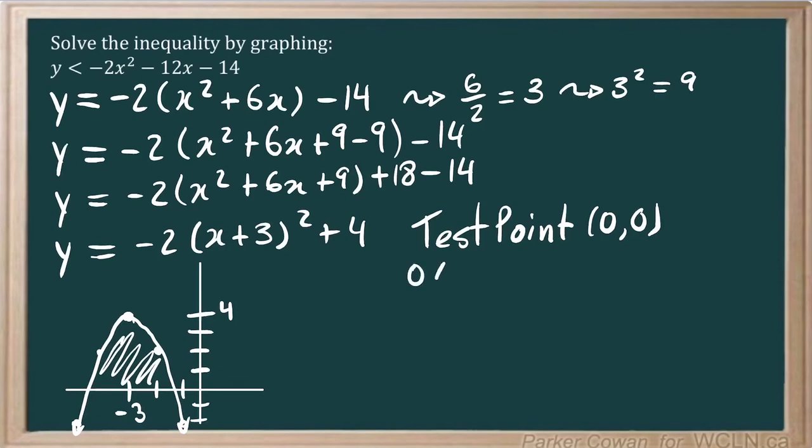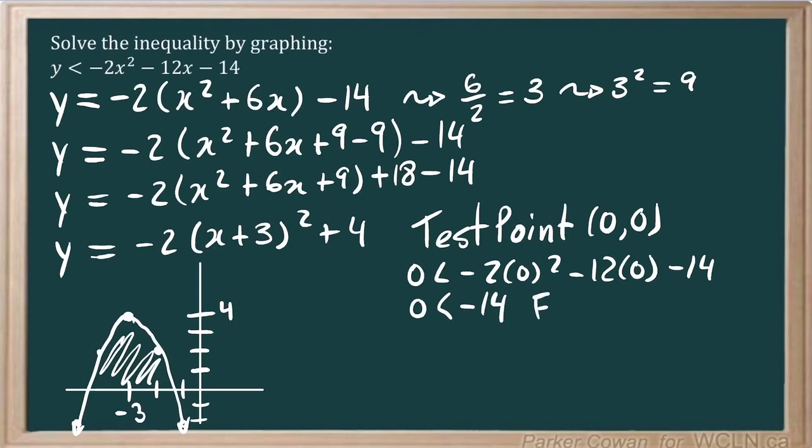We have 0 greater than -2 times 0 squared minus 12 times 0 minus 14. And so we have that -14 is greater than 0. That, of course, is false, which means we shade in the opposite region of where the test point was. So since the test point was here, we shade inside.